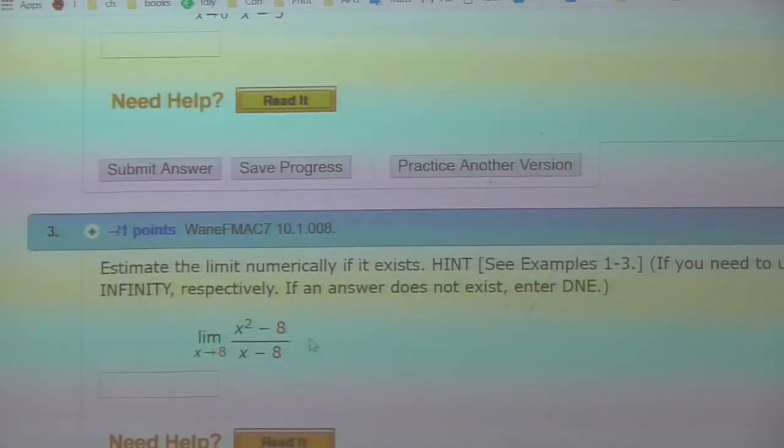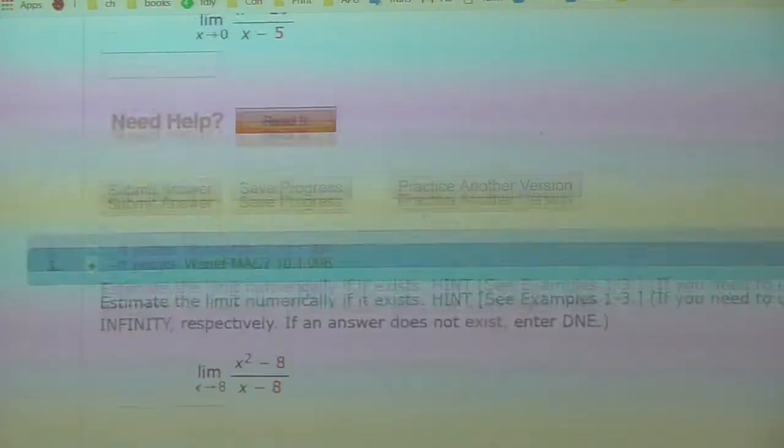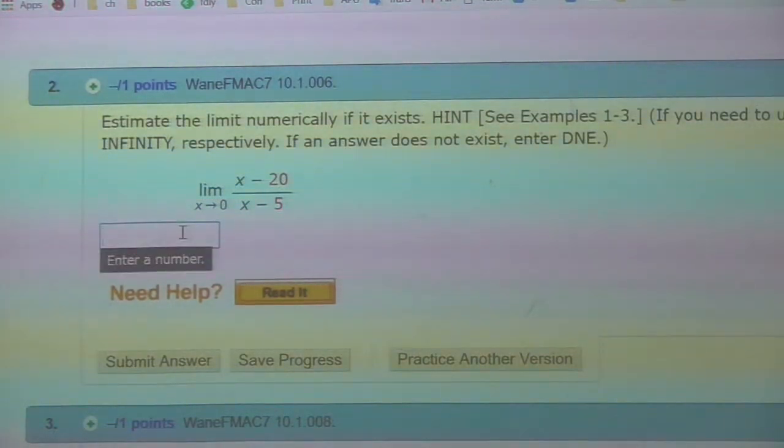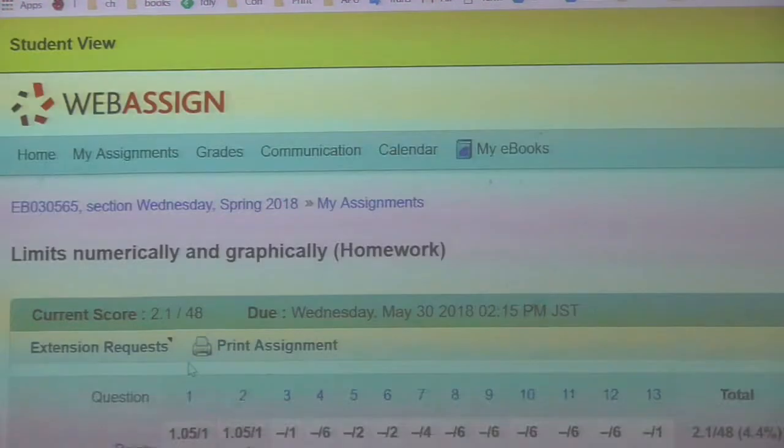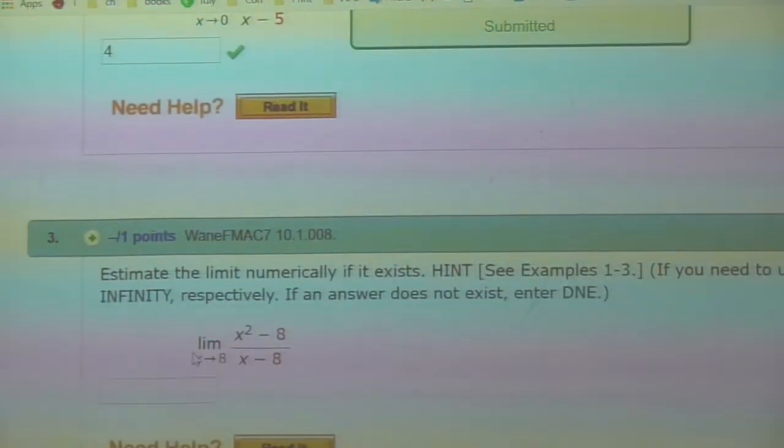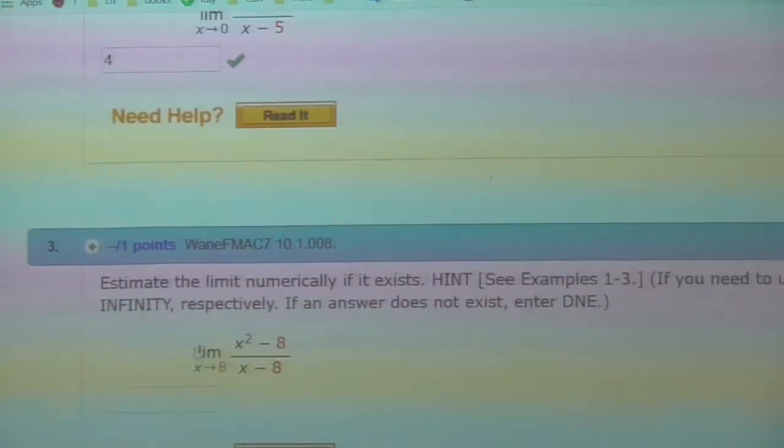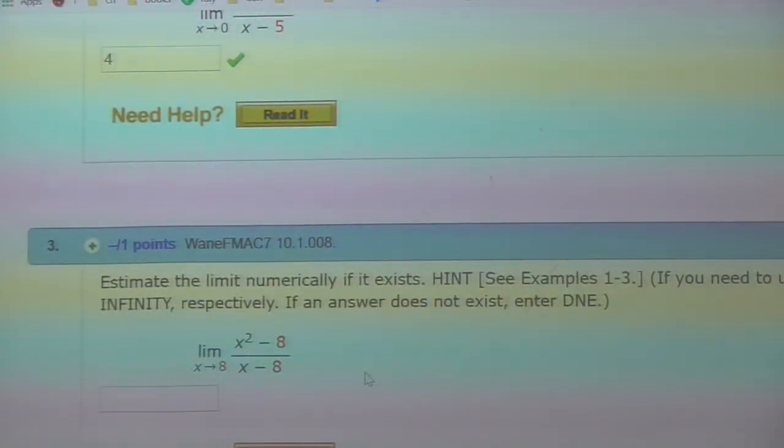However, this one is more, so what do we put in here? 4. Right? Let's see if that works. Okay, that seems to work. Okay, now we have this one. Now this one is a little bit more useful, right? Because it's asking near 8, and 8 is actually an issue for this function, right?